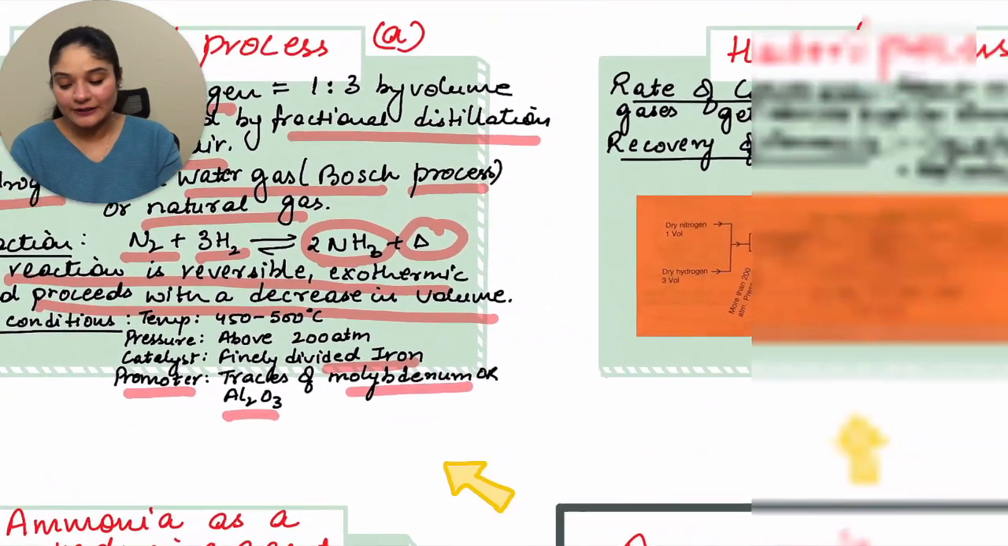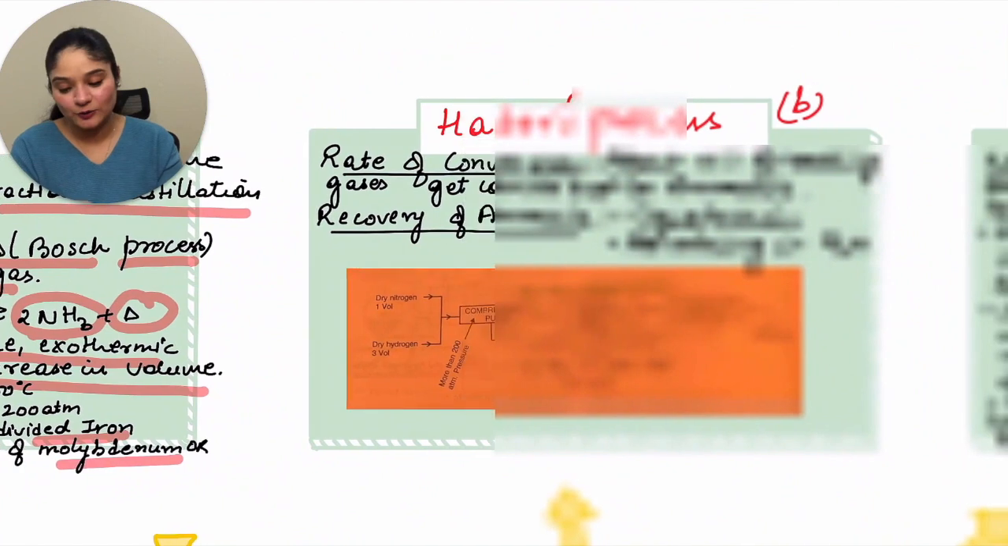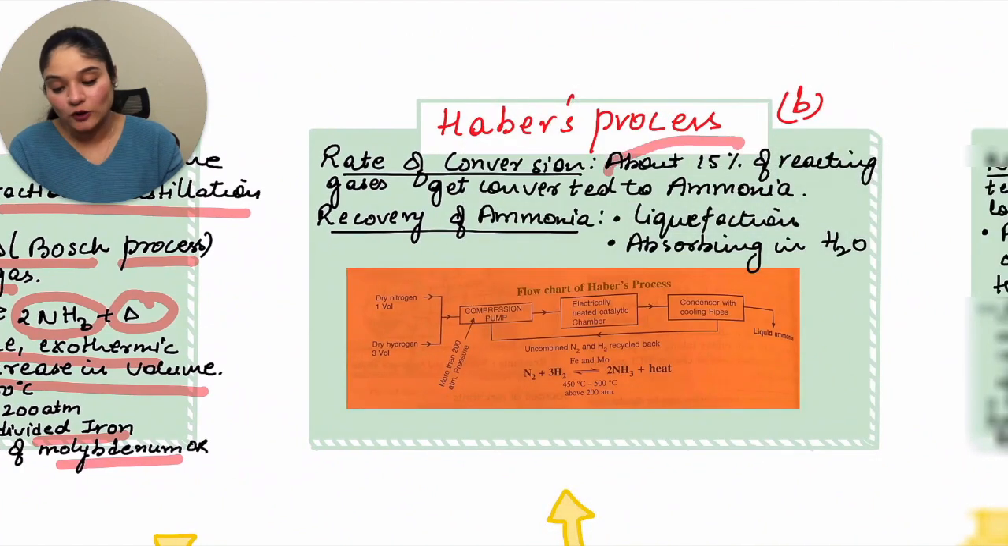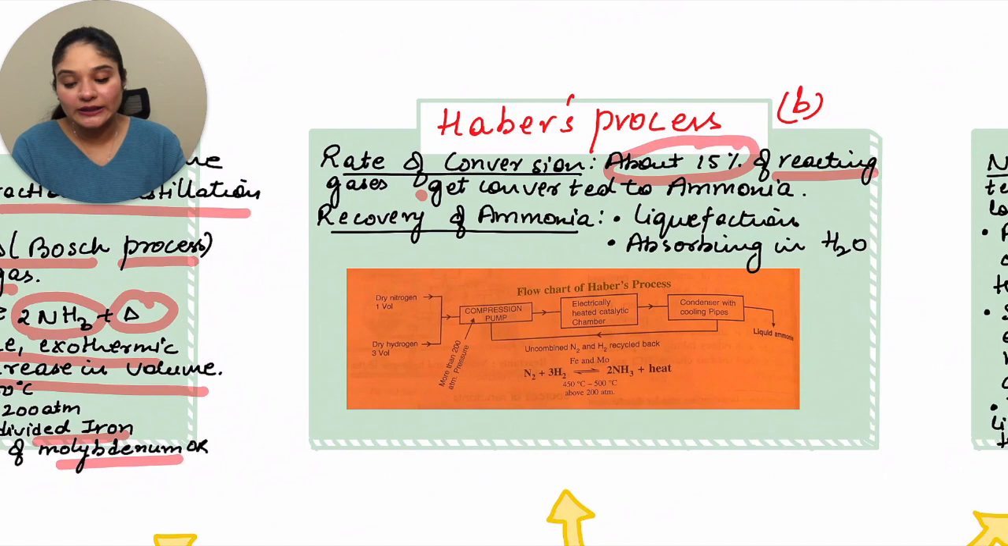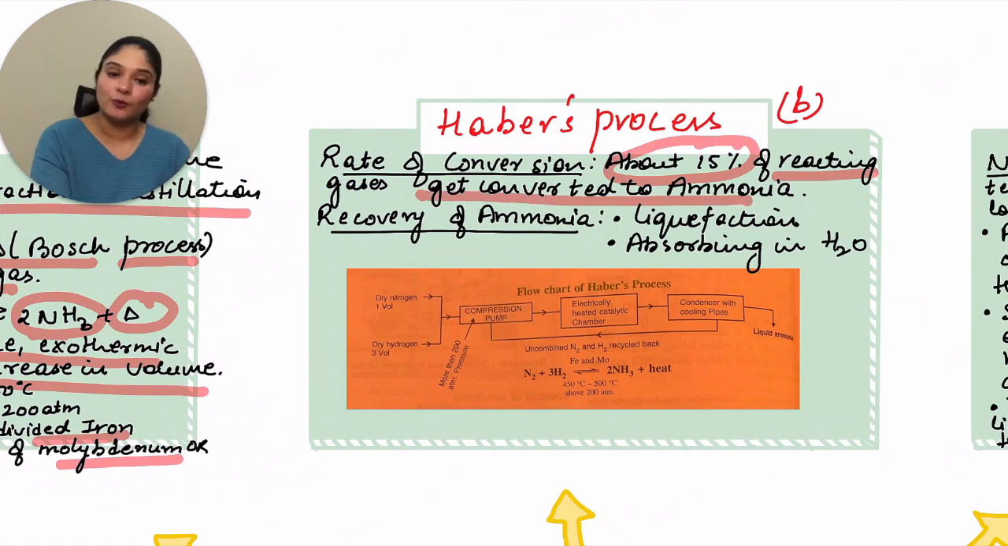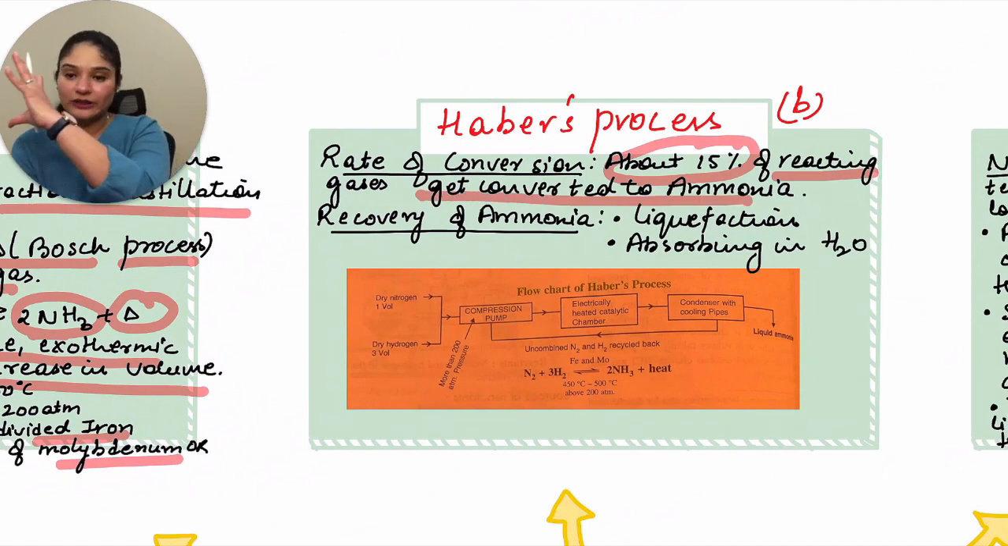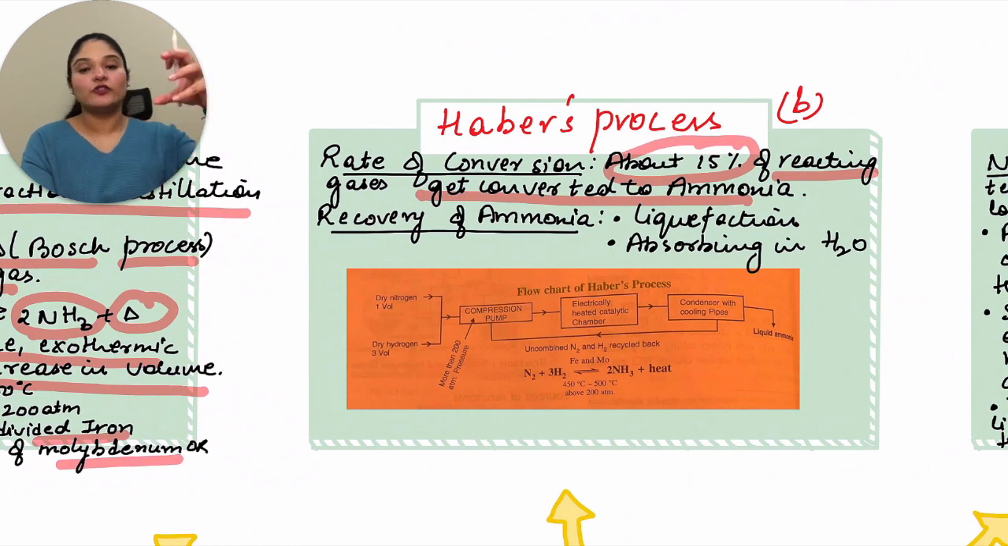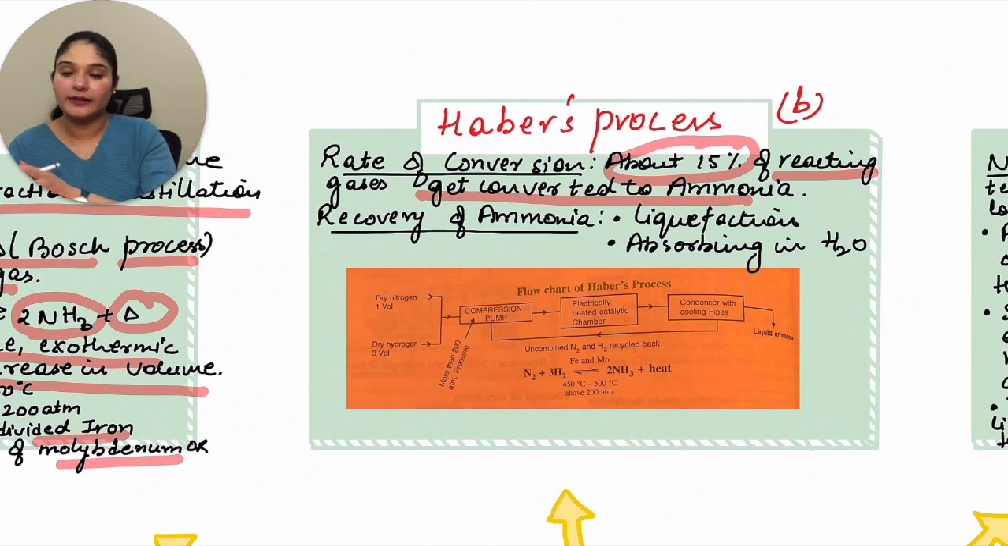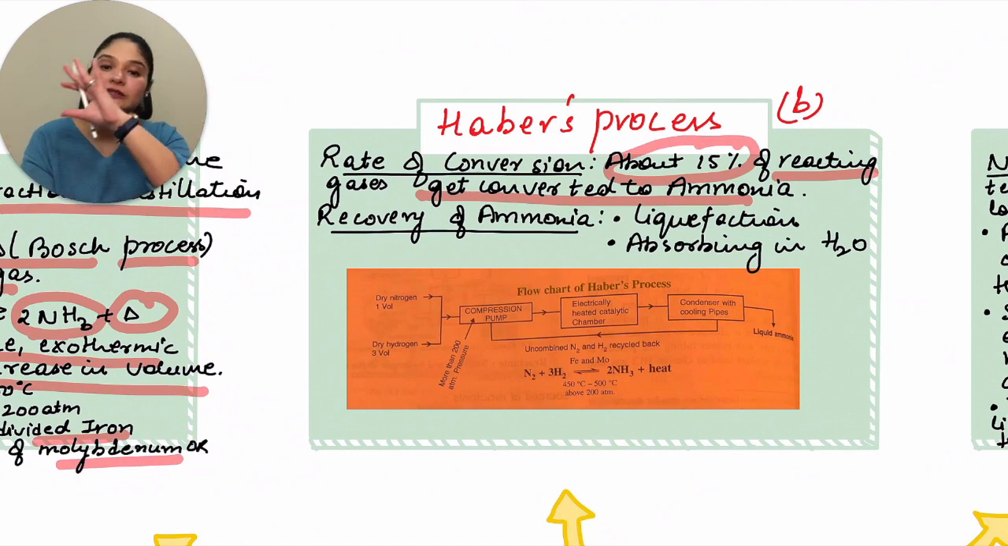Let's move to the second part of Haber's process, rate of conversion. About 15% of reacting gases gets converted to ammonia. So whatever reactants are coming in, you get 15% ammonia out of it, and the other gases, whatever is left, are sent back into the reaction. This process continues, and at the end you are able to get about 98% of ammonia.